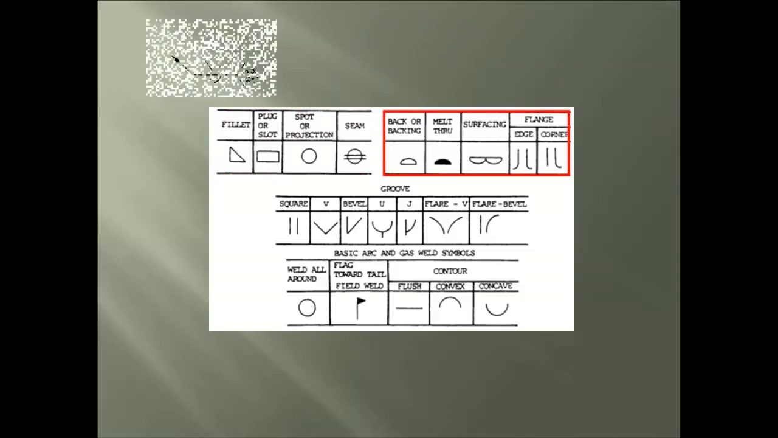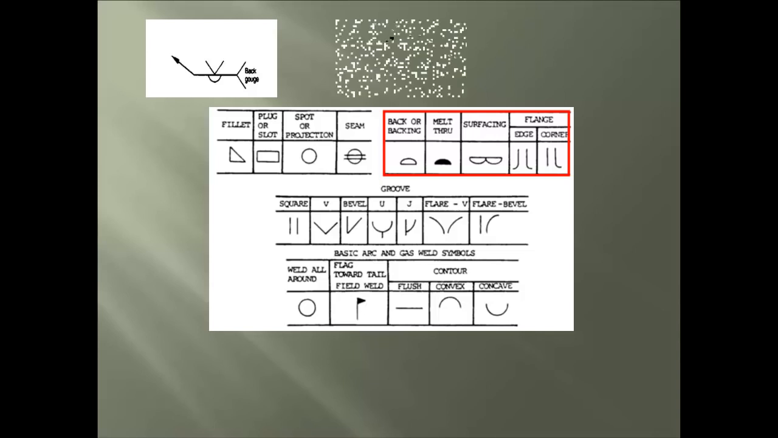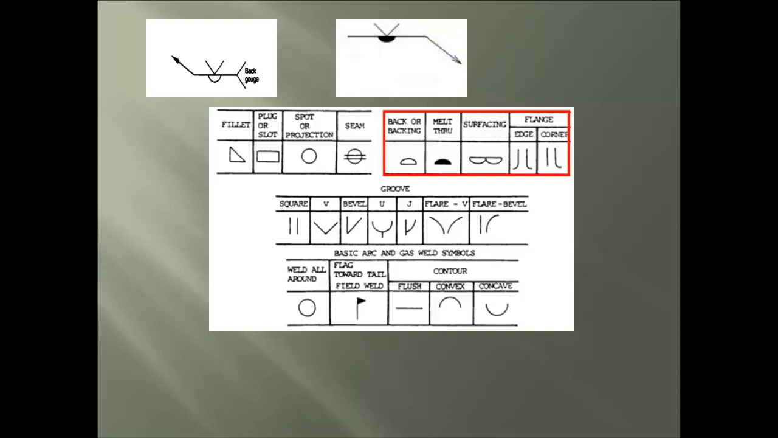We move to the second group of symbols, and the back or backing is shown, which is used at times as a backup bar. Now is the melt-through, which is used on industries like food processing or pressure pipe assemblies. Here is the surfacing, which is used to build a protection on things such as dirt moving equipment buckets or blades. And lastly in this group are two different weld symbols.